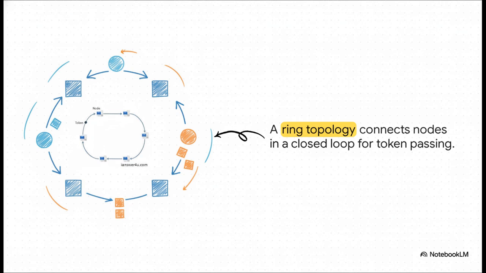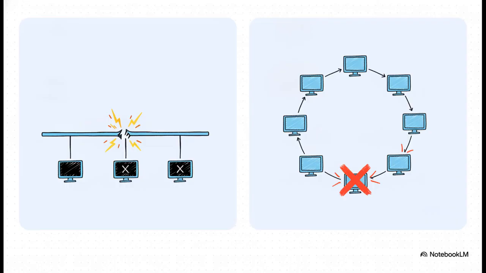Actually, this specific architecture was heavily used by IBM back in the 80s and 90s for massive corporate networks, just because of how reliably it managed heavy loads. But here's the wild part. Despite having vastly different architectures, both of these early designs shared a fatal flaw. They both had a catastrophic single point of failure.